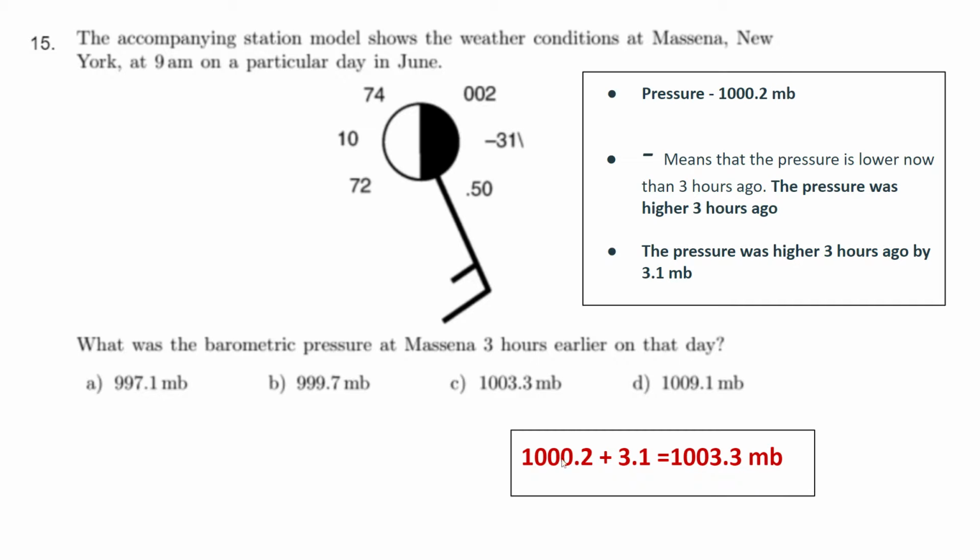So if the pressure was higher 3 hours ago, then I should add, right? So my pressure now is 1000.2. If I add 3.1, because that's how much the pressure changed, then I can find out what my pressure was 3 hours ago. In this case, my pressure was 1003.3 millibars, and the pressure decreased or is lower now than it was 3 hours ago, and it's lower by 3.1. That's why your current pressure is 1000.2 millibars.